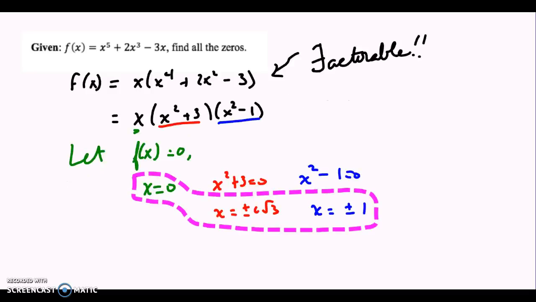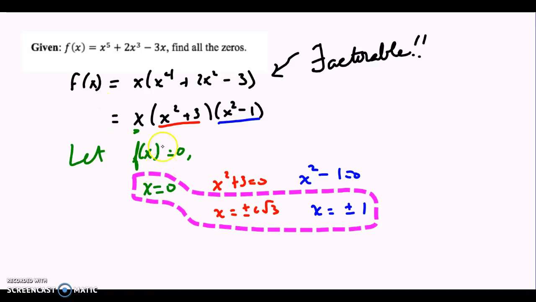Here's what you get. Take out an x right away. x to the fourth plus 2x squared minus 3 is what's left over. Please notice that the degrees are even, and I get x to the 0 at the end, which means this is a quadratic-like polynomial that can be factored into x squared plus 3 and x squared minus 1.